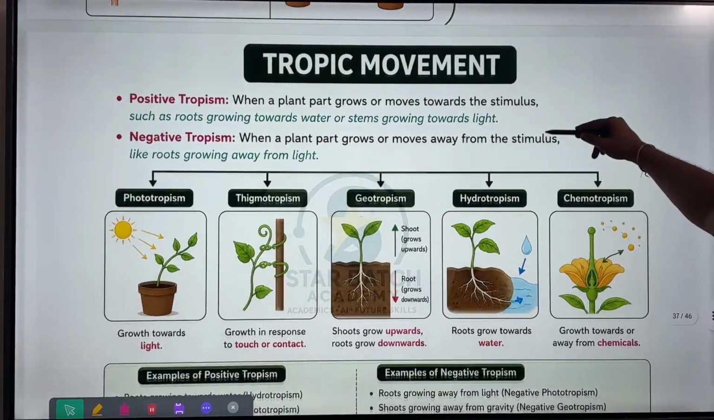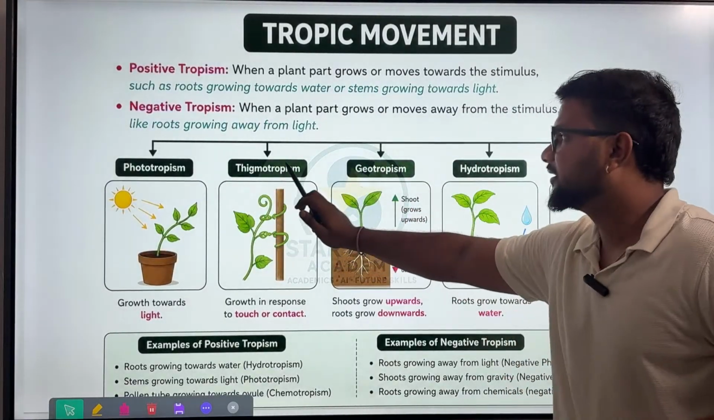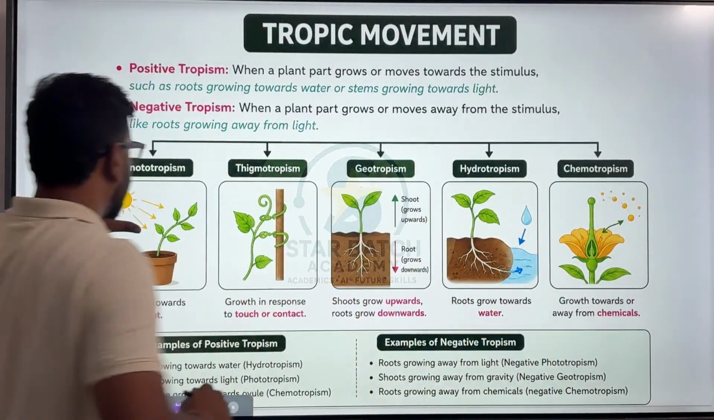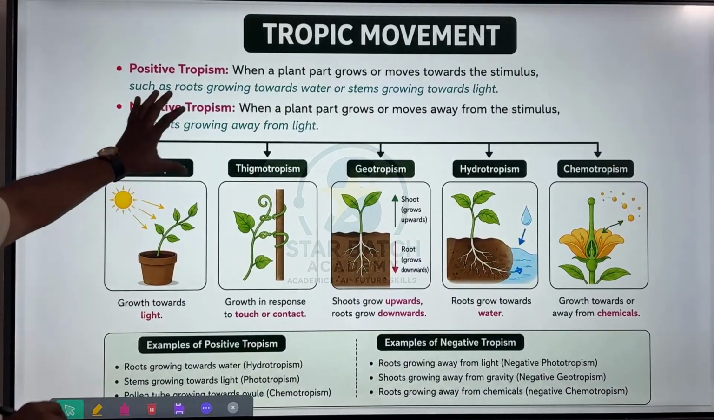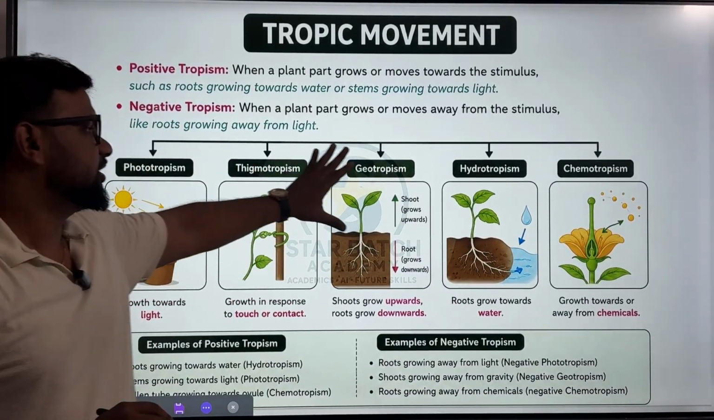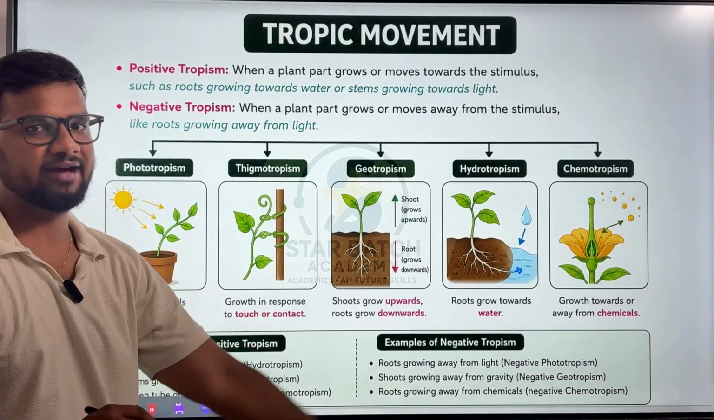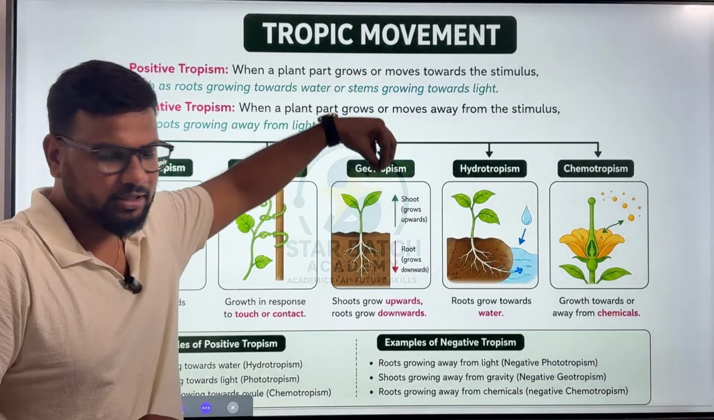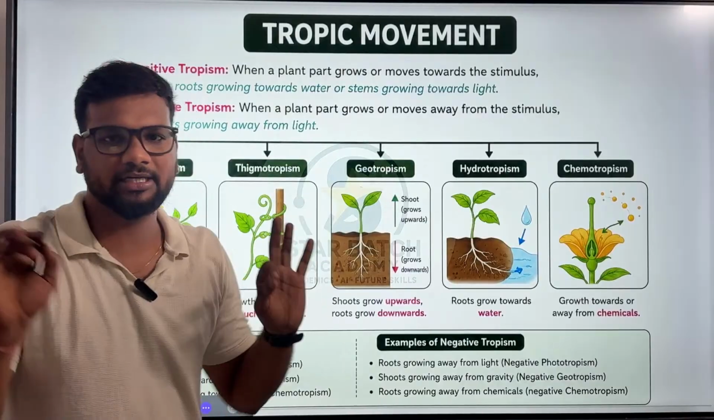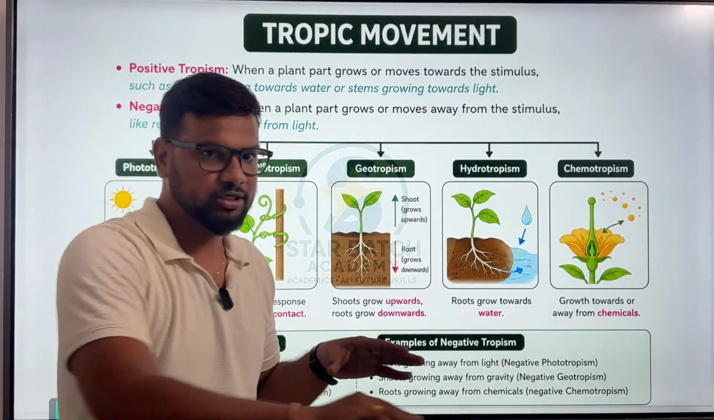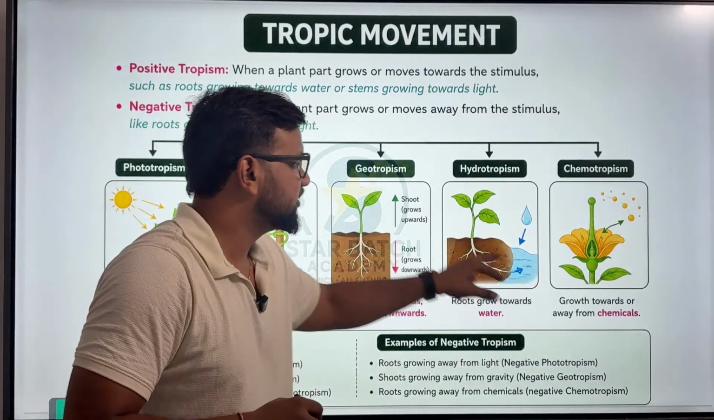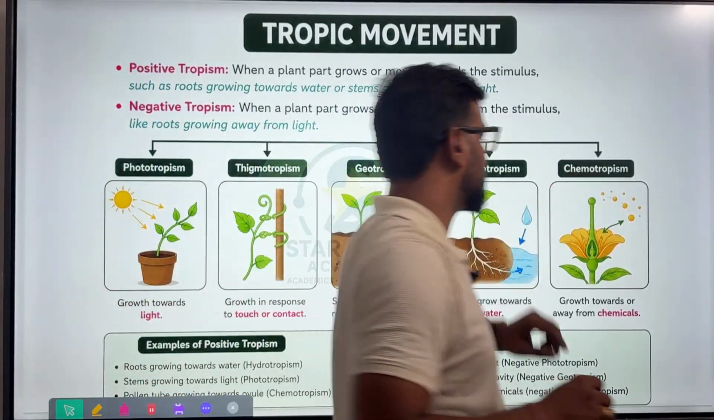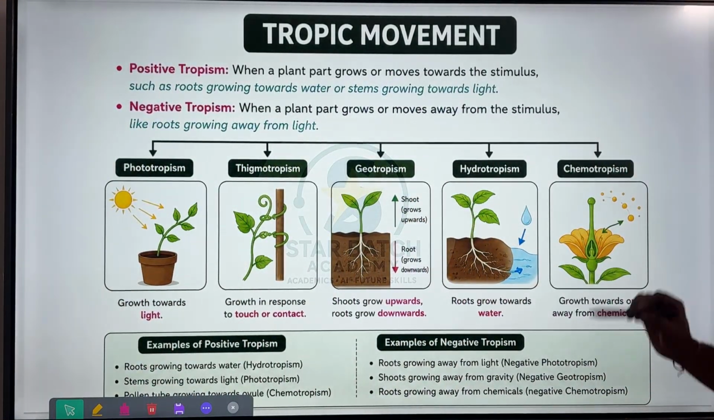So in tropic movement we have phototropic, thigmotropic, geotropic, hydrotropic and chemotropic. Photo means light, phototropic is in response to light. Thigmo means touch, and geotropic means gravity, towards the gravity, where the shoot will grow up and the root will go down here. Hydro means water. As you can see here, the roots are reaching towards the water. Clear? And chemotropism means growing towards or away from the chemical.